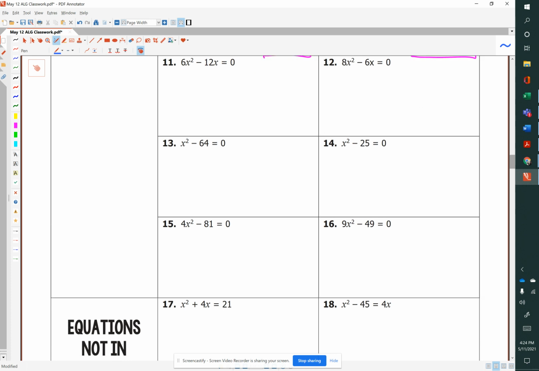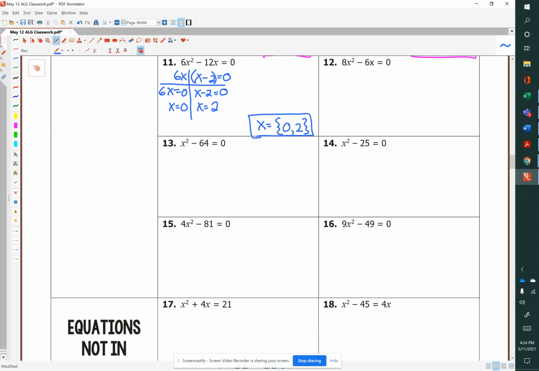Okay, so I'm going to work on number 11, and I'm going to factor out 6x, which leaves me with x minus 2 equals 0. So 6x equals 0, which means x equals 0 on the left. On the right, x minus 2 equals 0, which means that x equals a positive 2. So our solutions are 0 and positive 2.